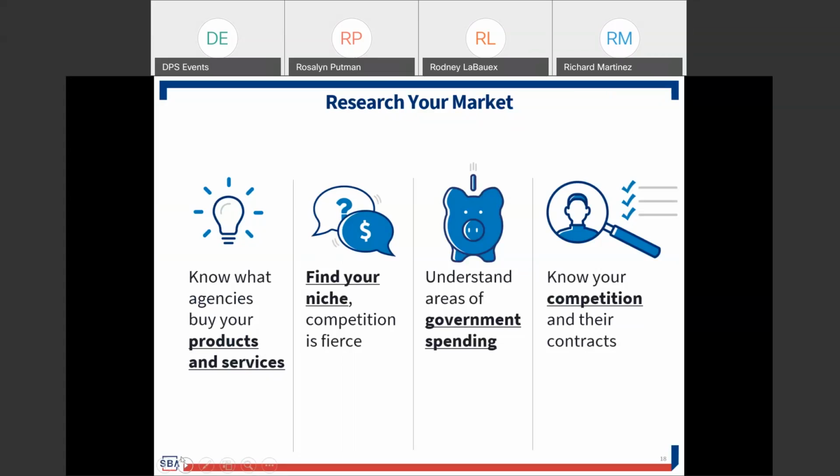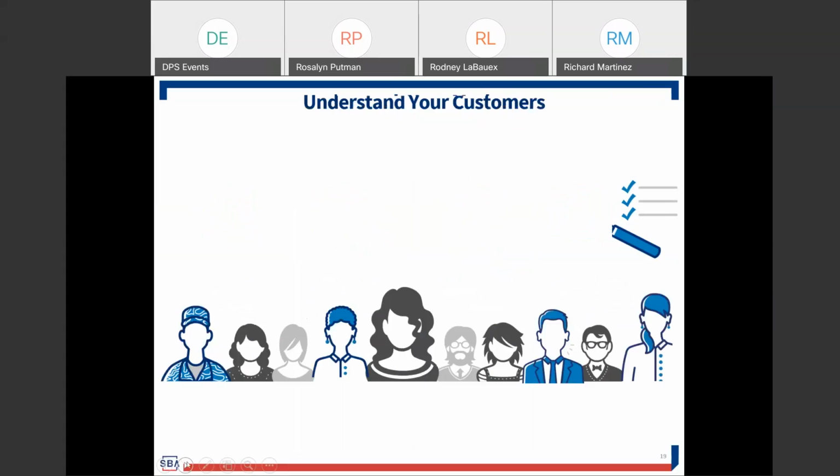Understand areas of government contracting spending. You can go to usaspending.gov and you will see where they're spending. Your Federal Procurement Data System, you will see where contracts have been awarded, who has those contracts, who's had them. Know your competition and their contracts. You want to make sure that you stay abreast of that.